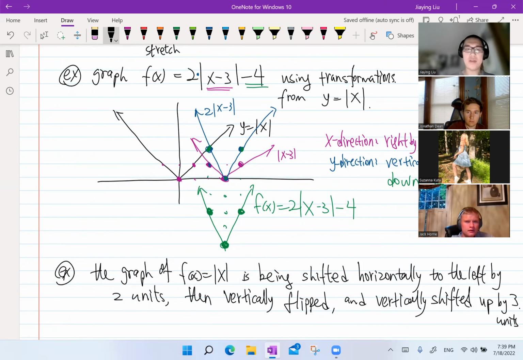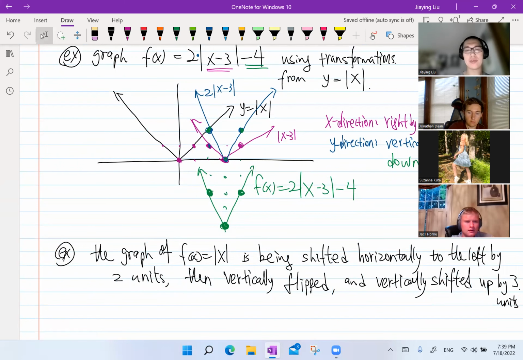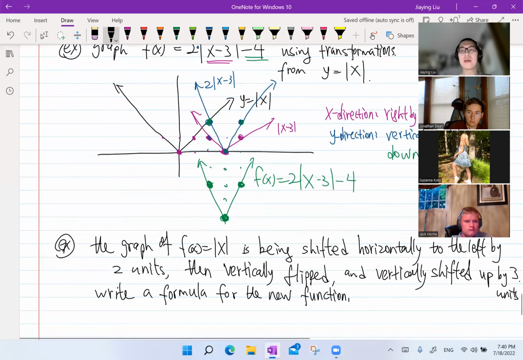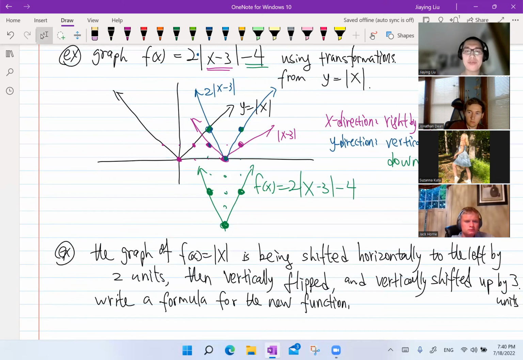So whatever function we get at the end, we want to express it in terms of absolute value of x after those transformations. So write a formula for the new function. What we know is that we take the absolute value of x, f of x equals the absolute value of x function. We're going to shift it horizontally to the left by 2 units. And then we're going to vertically flip the result. And at the end, we're going to vertically shift up by 3.